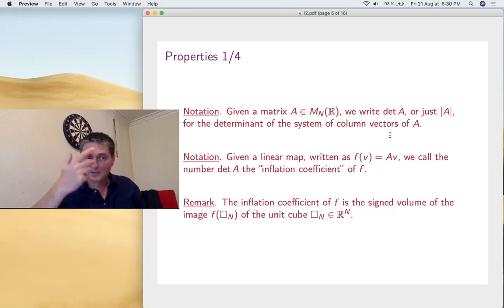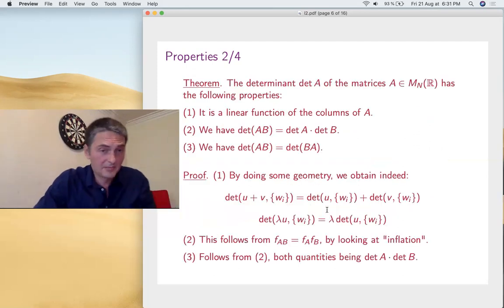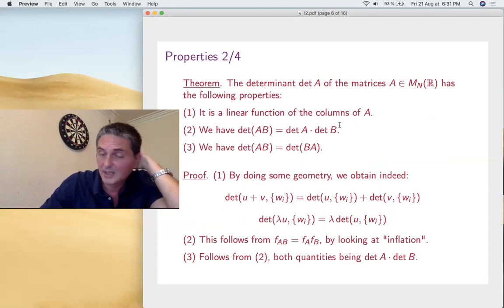It's defined for a system of vectors. Now for a matrix, it's the same thing as a system of n vectors, so you can talk about the determinant of a matrix. And linear maps are one more thing, which is the same as matrices or systems of vectors. And here it's better to think of it as an inflation coefficient. Now theorem, let's work out some properties. So first of all, it's a linear function of the columns. And then we have that det AB is det A det B. And as a consequence, of course, det AB is det BA.